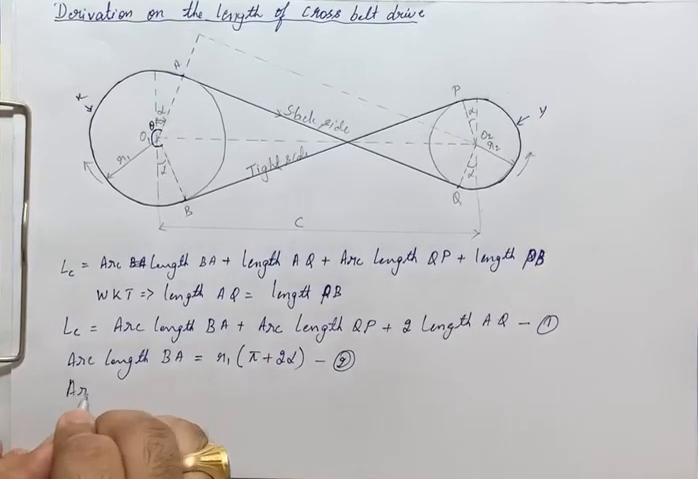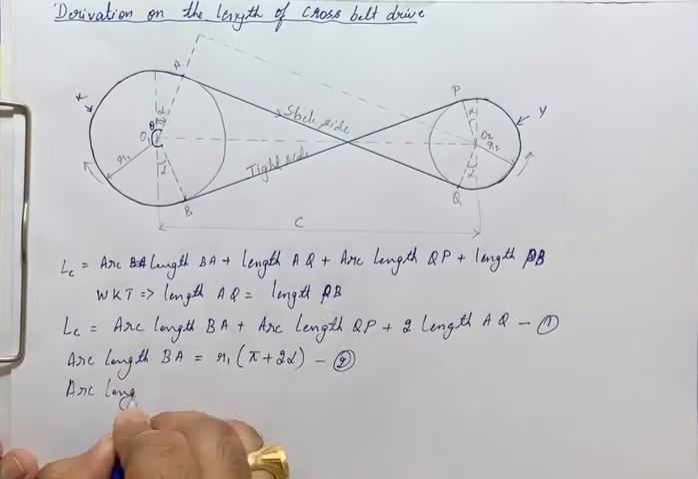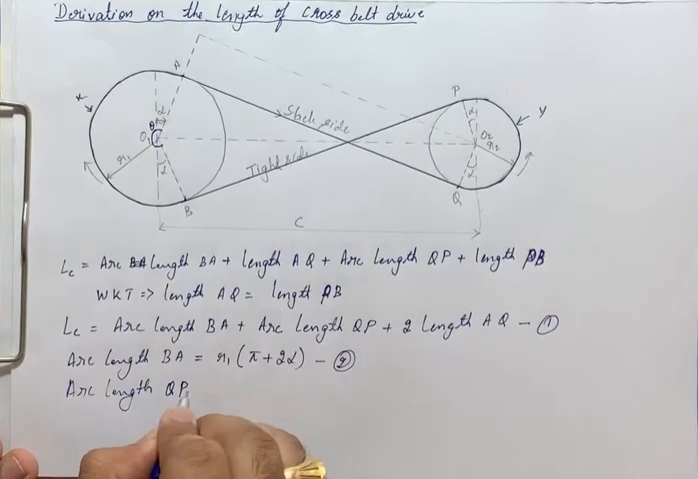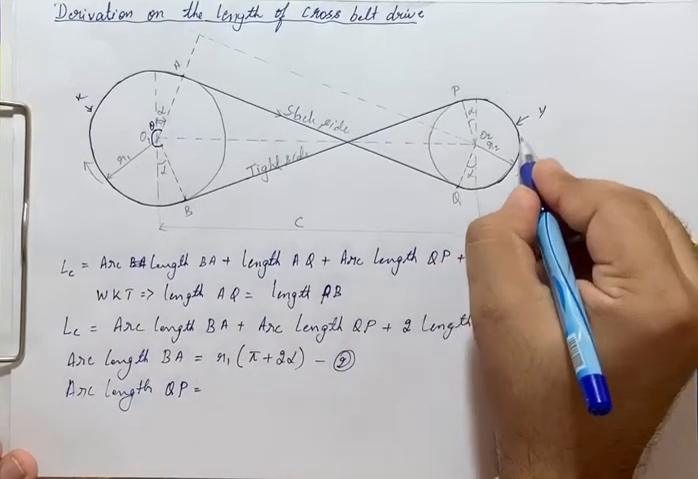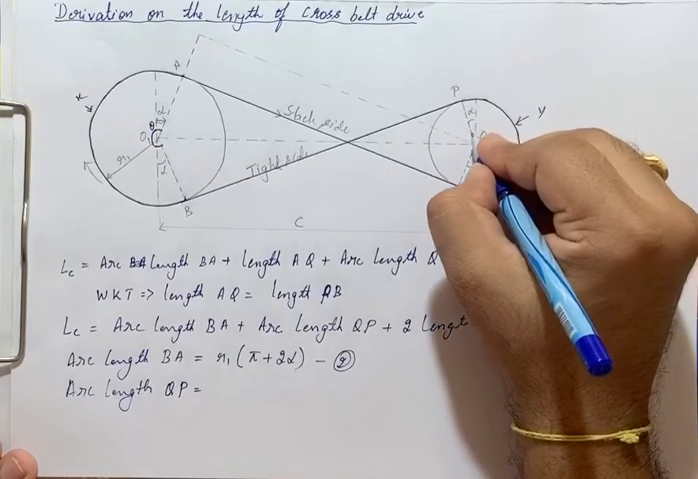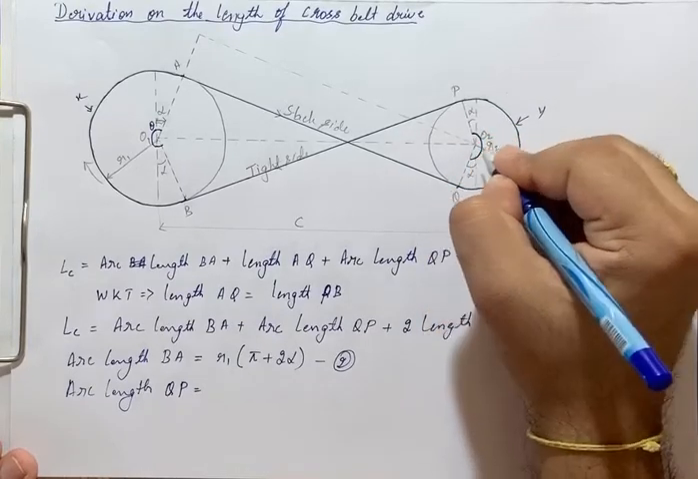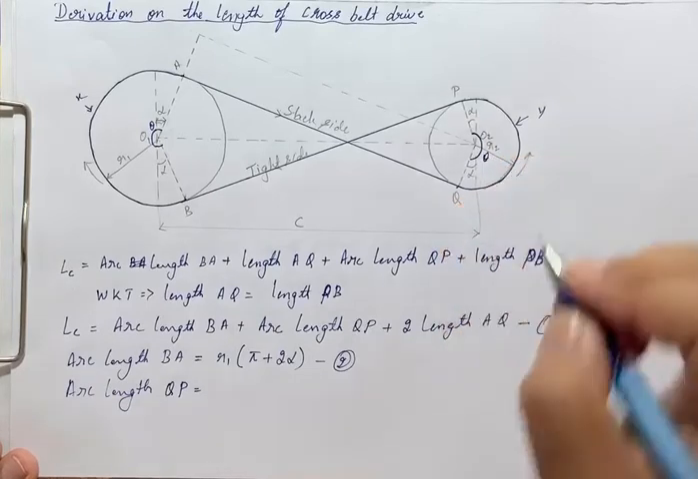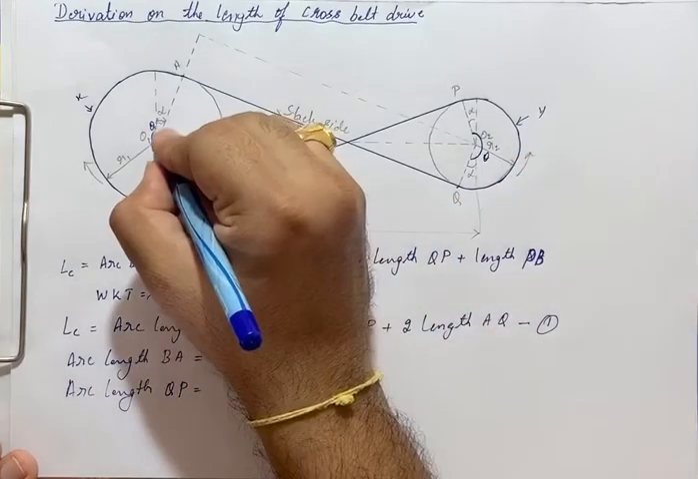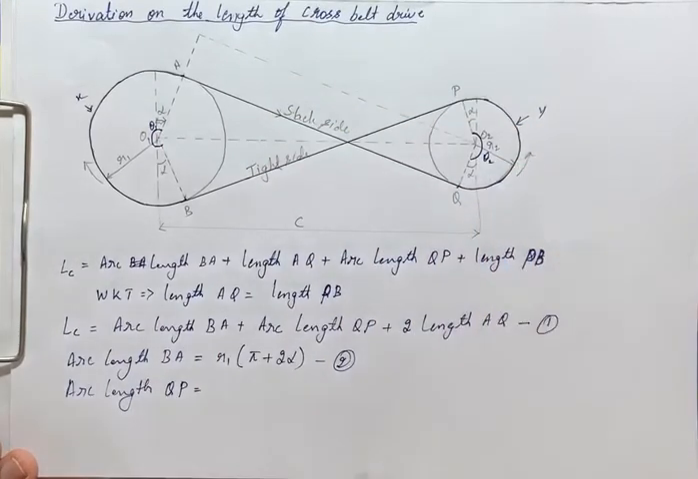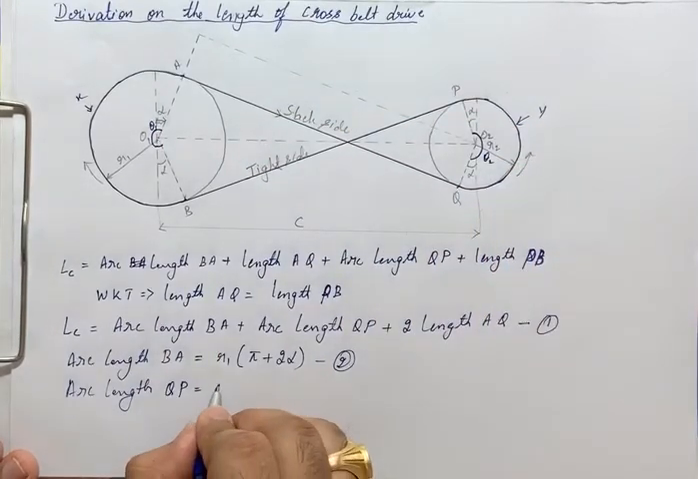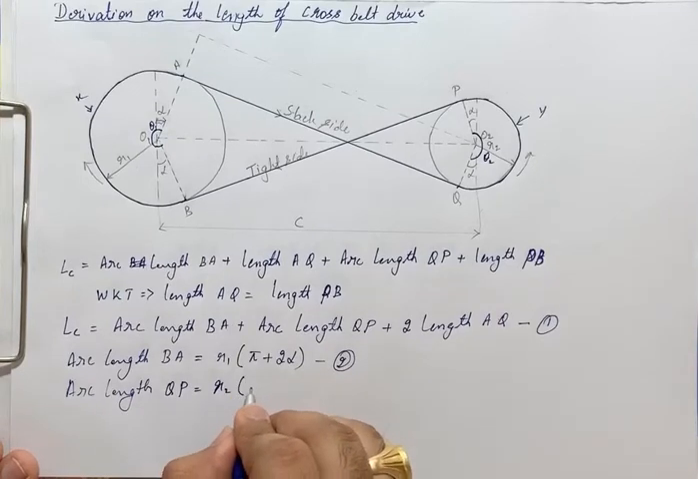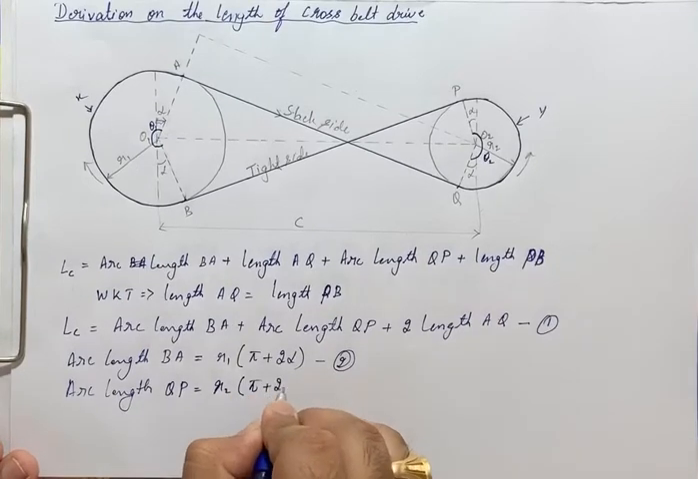Similarly, arc length QP is this arc. As in the previous case, it is pi plus 2 alpha, which is theta 2 here. That is S equals R theta, so R2 into pi plus 2 alpha.